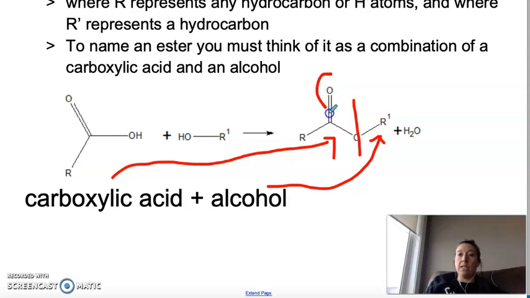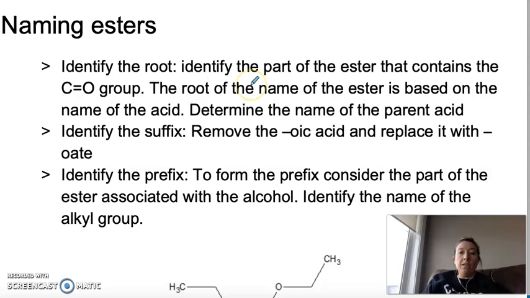Okay, so that C double bond O is how I decide that this part was the carboxylic acid and this part over here is the alcohol. Okay, so I need to know that because they're going to go into different parts of the name. Okay, the root is going to be what was originally the carboxylic acid. So originally had that C double bond O group, okay? And that's going to go in your root, okay? And it's going to determine the name of your parent acid.